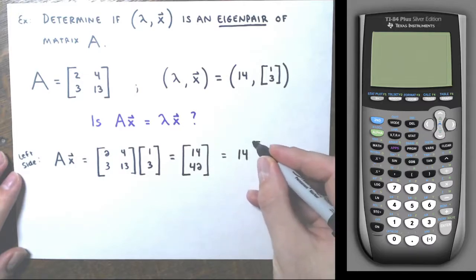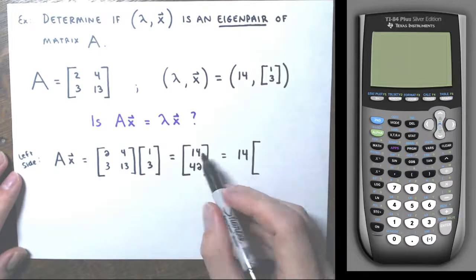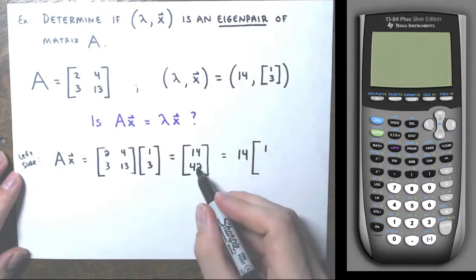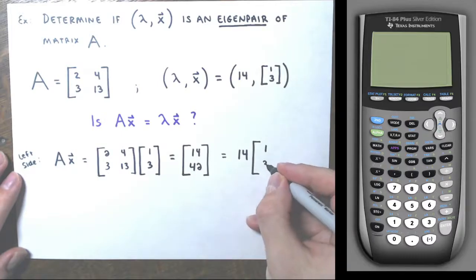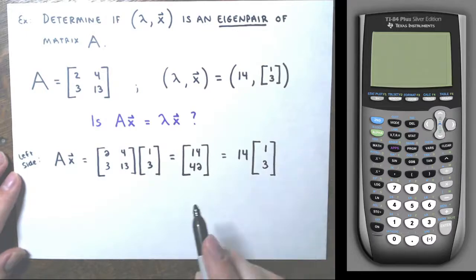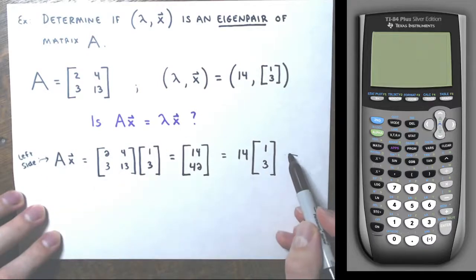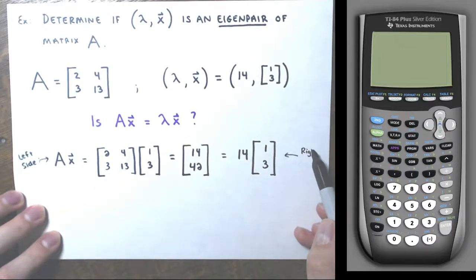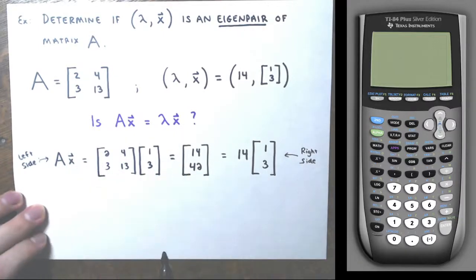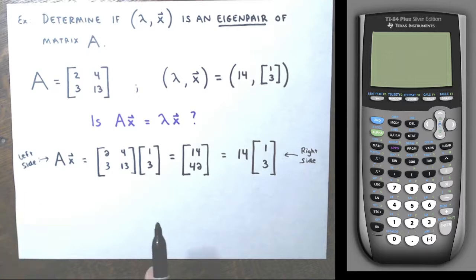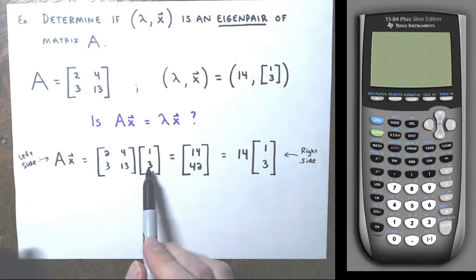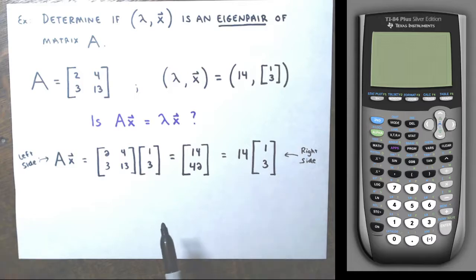If I pull out the scalar of 14, the first component is 14 times 1, and the second component is 14 times 3, right? 14 times 3 is 42, and look at that. The answer is yes. This is the left side, this is the right side of the equation here, and we are seeing that they are indeed equal. So the matrix times the vector is equal to that value times the vector. So yes, the answer is yes.